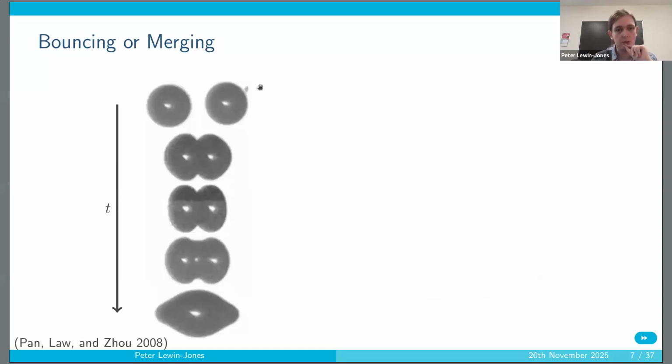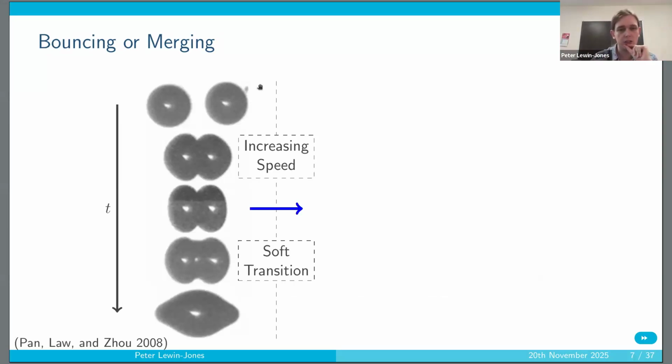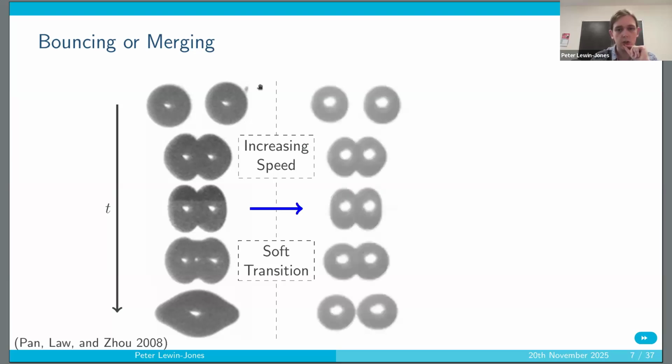So here's the prototypical problem that I've been looking at for the drop-drop case. This is a slow speed impact. We've got two drops that come in, they squeeze together, a bit of the gas gets trapped, but then this gas layer bursts and the two drops merge together into a larger drop. If I increase the impact speed here, this goes through what we've been calling the soft transition, where now more gas gets trapped, the drops deform more, and this gas layer is now strong enough to allow the drops to bounce apart.